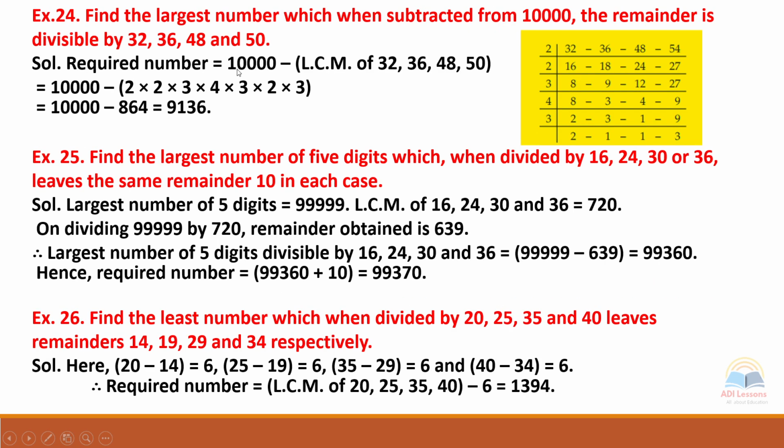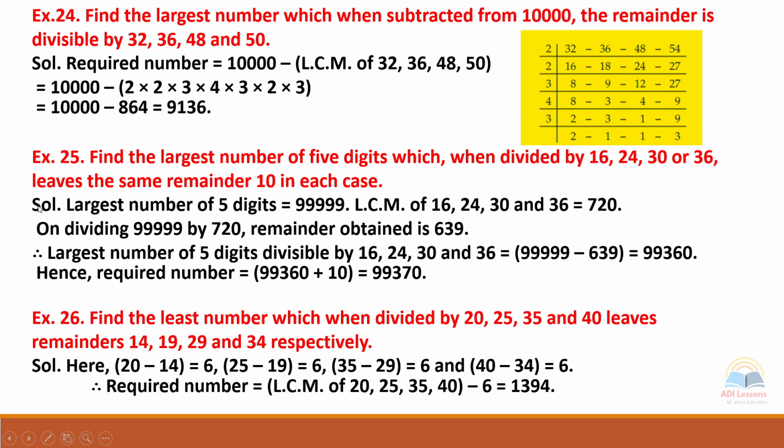Find the largest number which when subtracted from 10,000 the remainder is divisible by 32, 36, 48 and 50. Required number equals 10,000 minus LCM of given numbers, that equals 9,136.